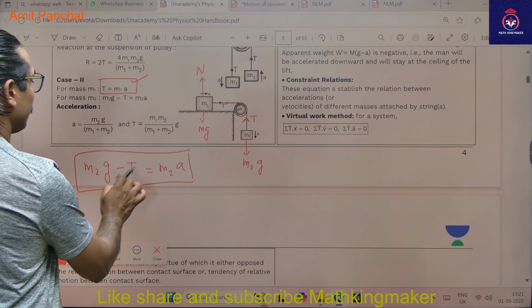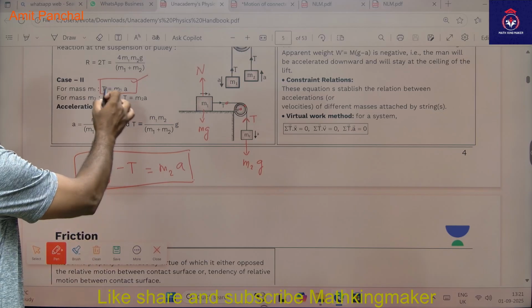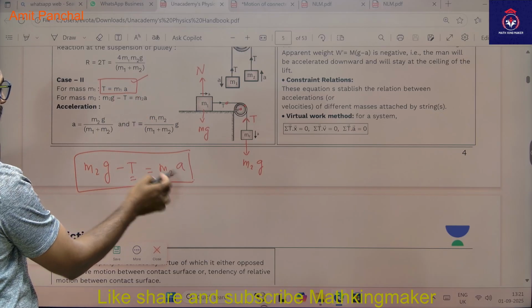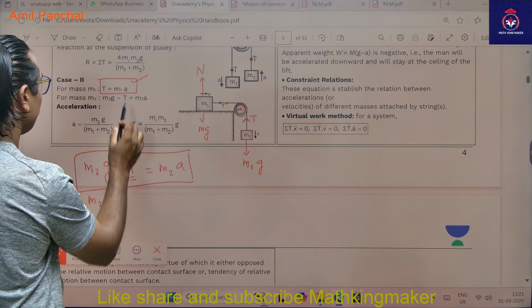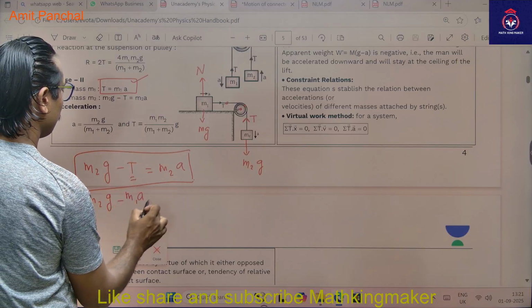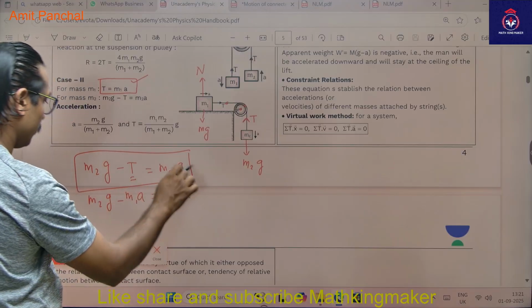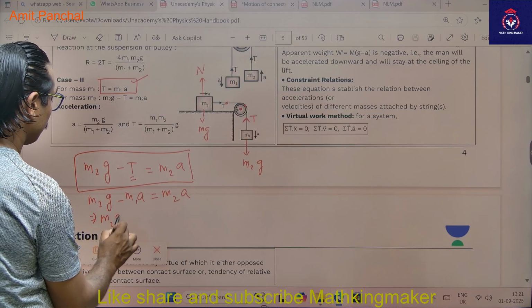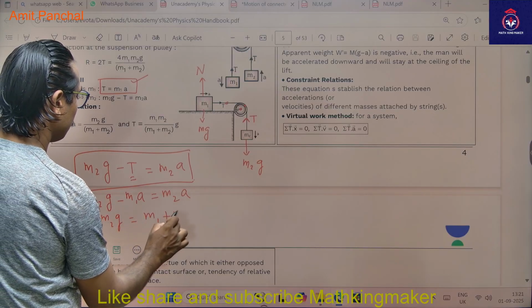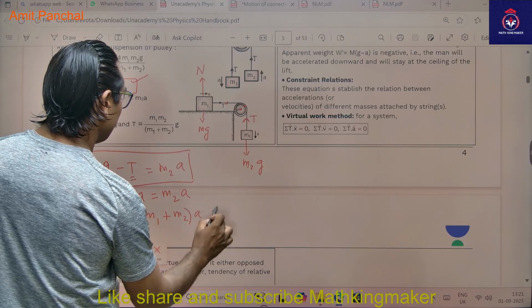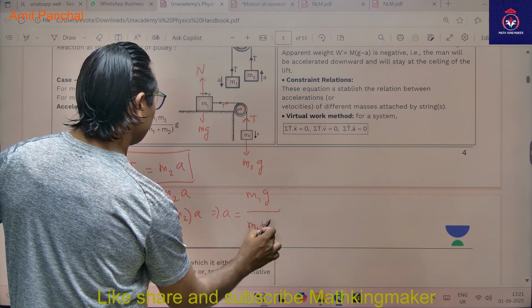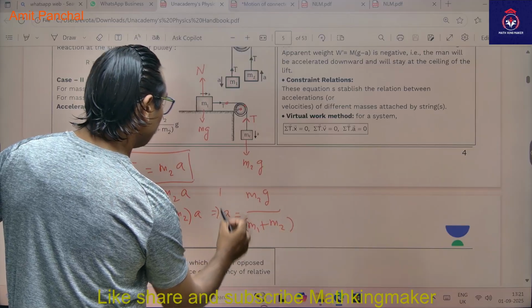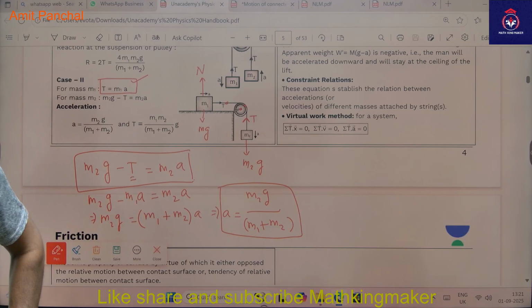So m2g minus T equals m2a. Now just put your T into this equation, you will get your acceleration. So we'll put m2g minus m1a equal to m2a. Now take your m1a that side. So it becomes m2g equal to (m1 plus m2) into a. So your a will be m2g divided by (m1 plus m2). Do you understand it? Don't mug it up, just learn the concept.